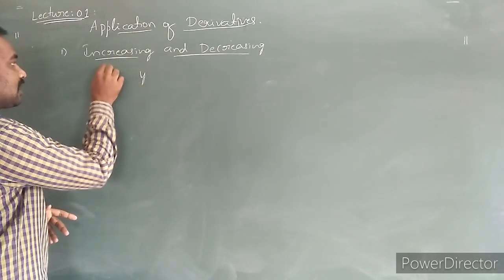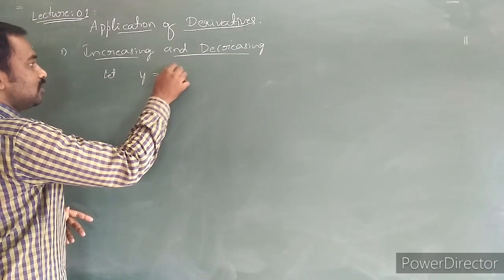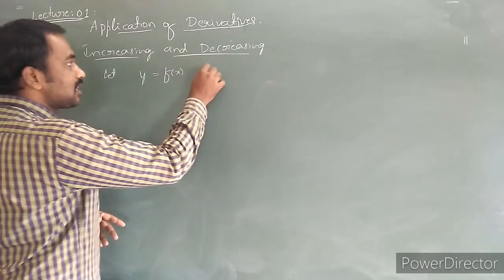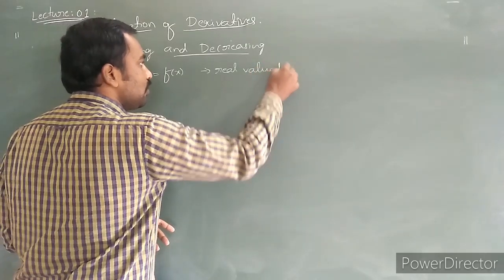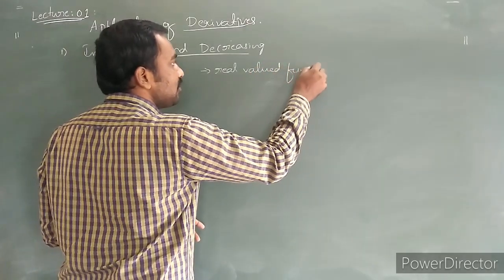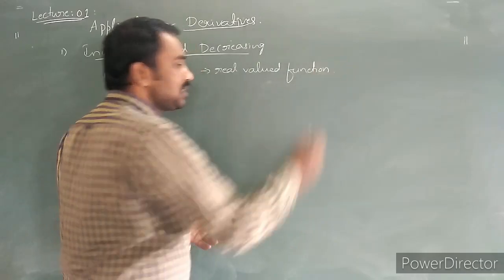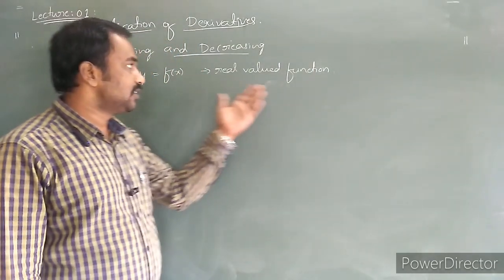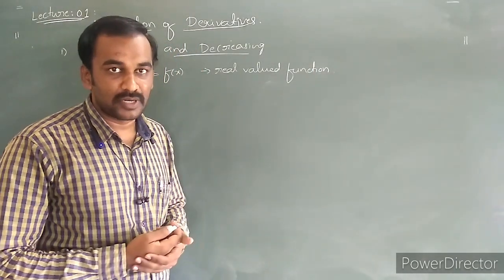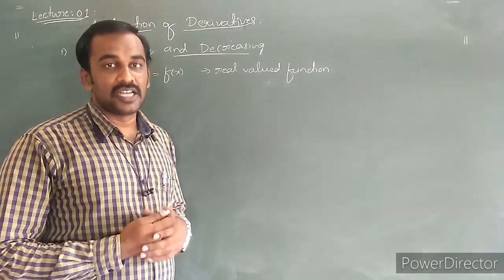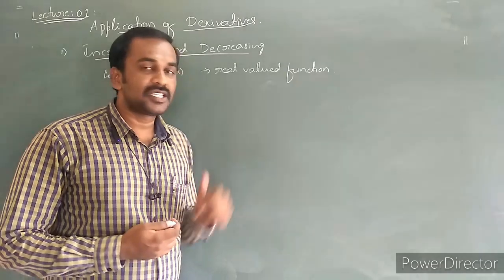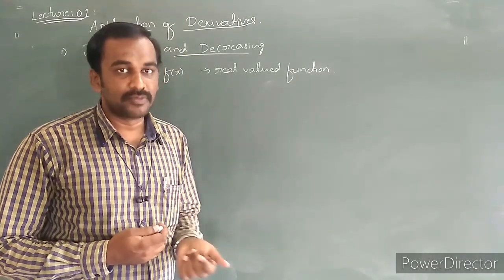Suppose I consider let y is equal to f of x be a real valued function. The given function must be a real valued function. You already know the meaning of real valued function. What is the real value? The range of the function is real numbers, which is said to be a real valued function.